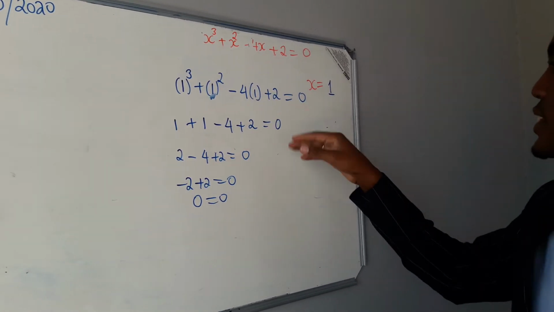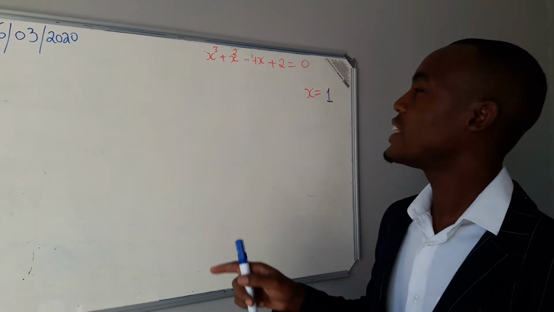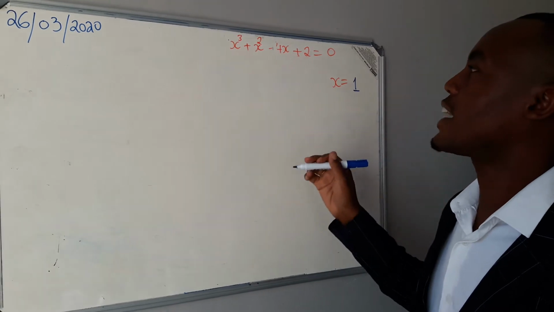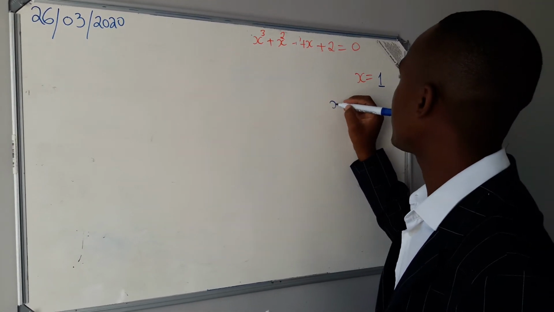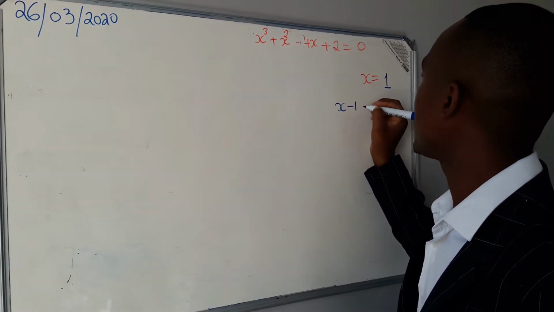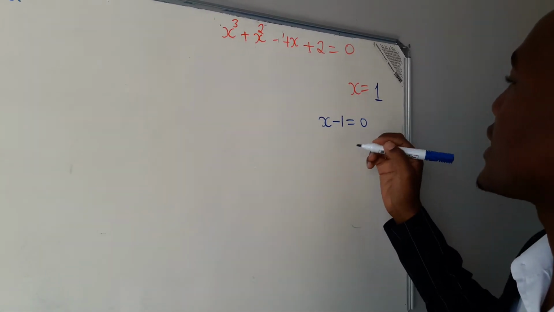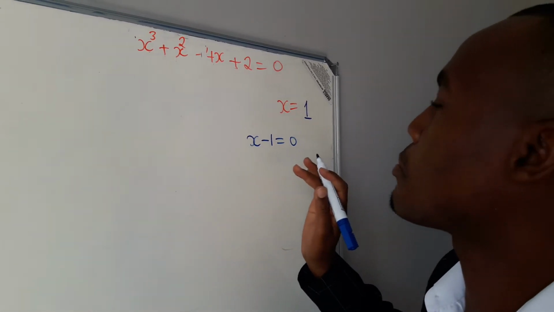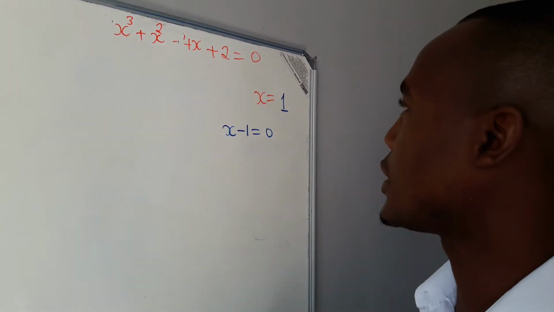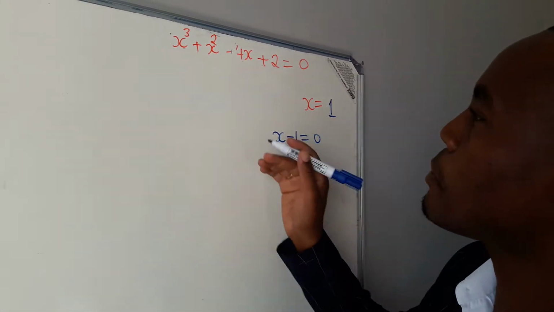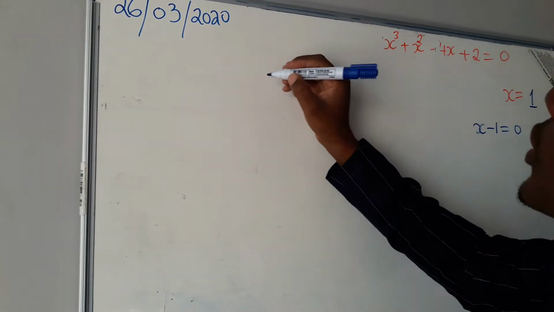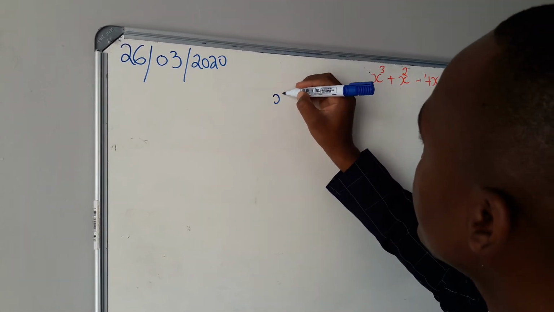So we're going to erase this. That means x equals 1 actually is a factor. So that means if we have x minus 1 equals 0, this satisfies the purpose of the equation. Okay, so x minus 1 is actually a factor. So I'm going to put it over here, x minus 1.